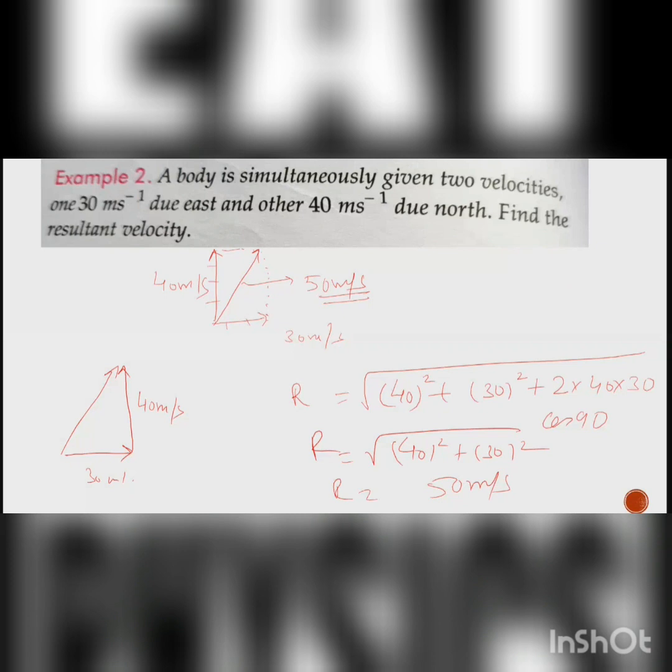If we want to find out the value of tan alpha, it would be perpendicular upon base. So 40 by 30. So we get alpha equal to tan inverse 4 by 3. Okay. Everybody has understood this because these are like the most basic numericals.